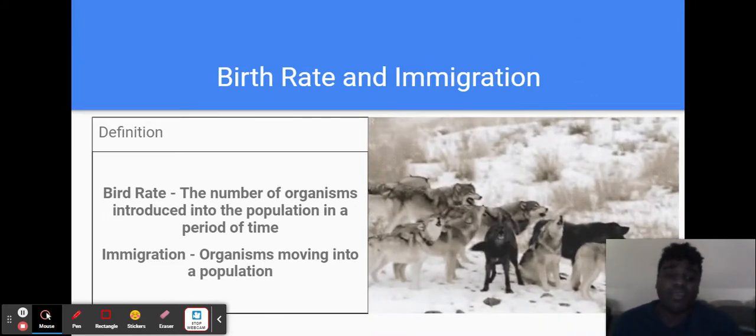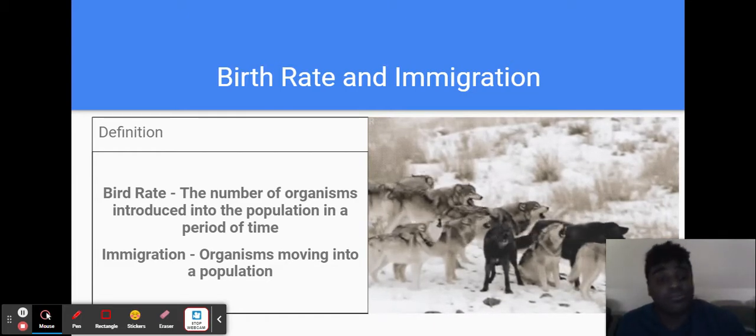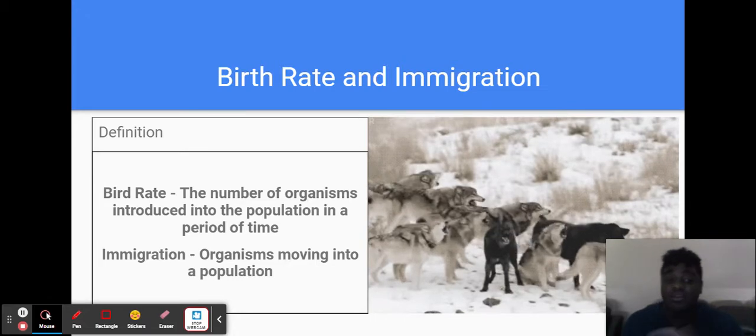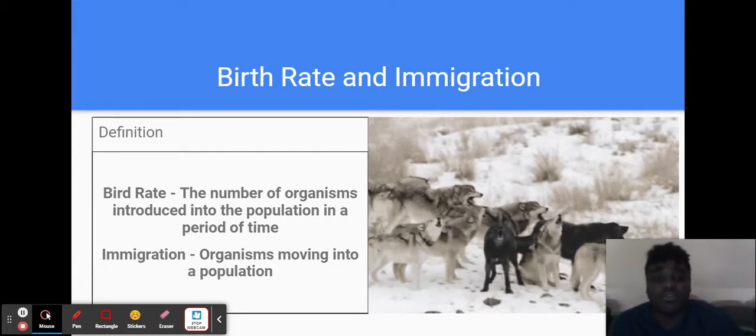So, first up, we have birth rate and immigration. Birth rate is the number of organisms introduced into a population during a period of time. For example, if I say that 5 organisms are born every month, you have the number of organisms and a period of time, that would be a birth rate. You could say 150 organisms per year. That is a birth rate. Now, this is in general going to be one specific ecosystem, one area, not usually global, but you can say in the state of California, this number of organisms are born every month, and that'll generally be the birth rate.